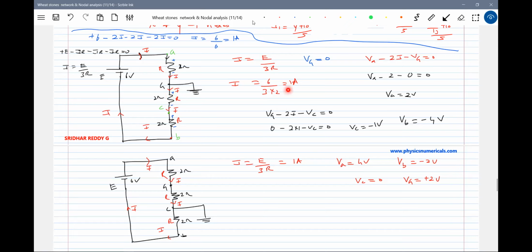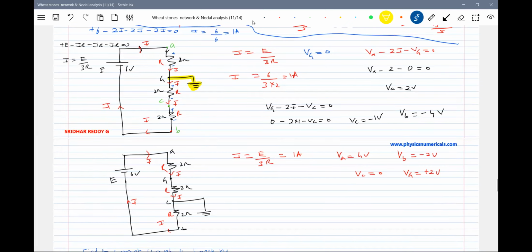Okay, I got the current. Now let me define the potential. If you earth a point, the potential of that point should be 0. This is like an earthing. We did earthing, no? Look at this part.